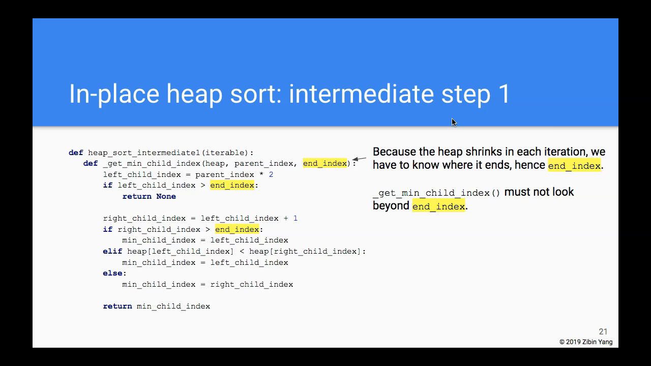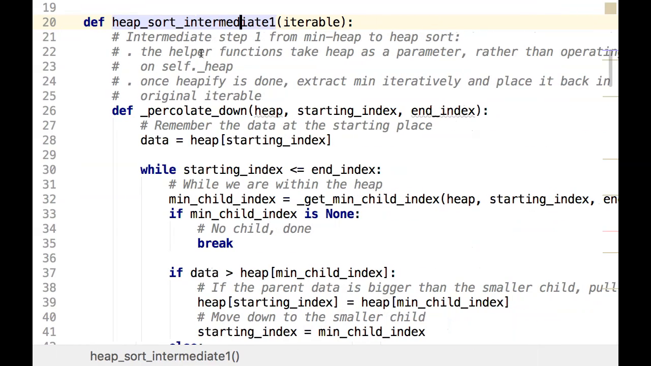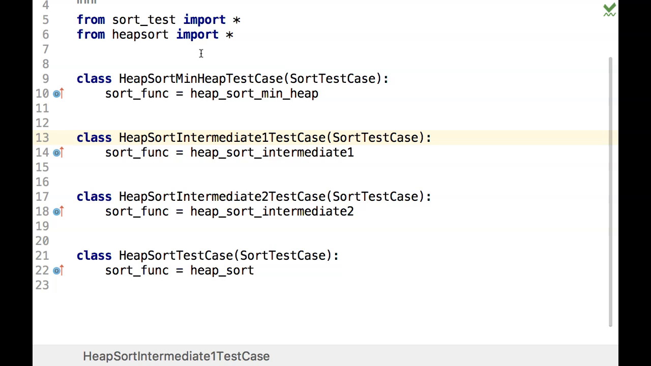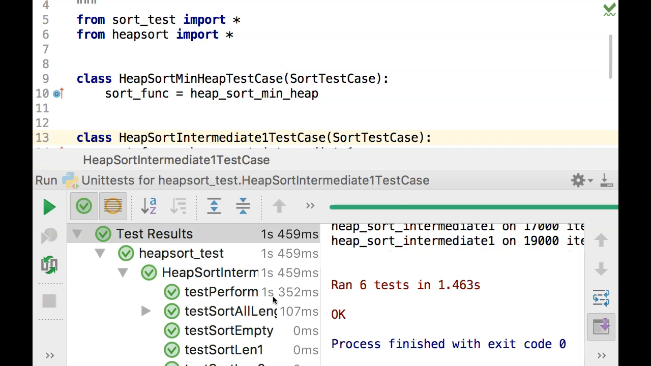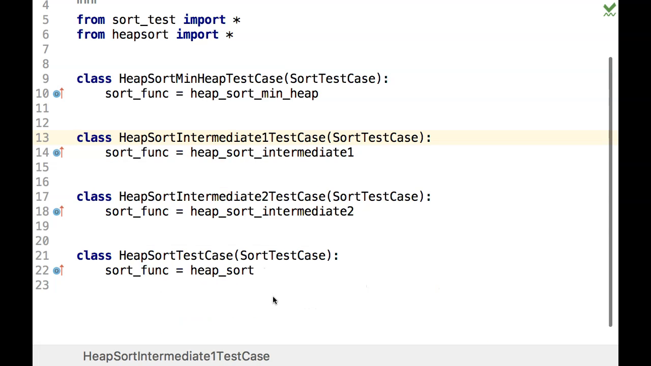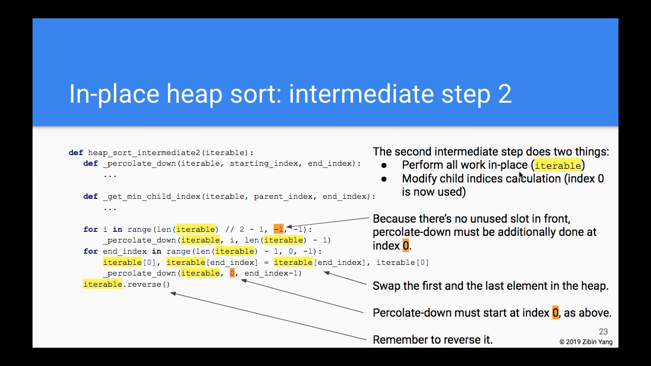And now that we have an intermediate heap sort function, as usual, I always test it. The good thing is, testing this is really simple. I just did this, and then I made sure it passed all the tests. So we know that even though we are not quite meeting all of our requirements yet, at least we are getting closer to it. With our first step done, let's move on to the second step. The second step does the two major changes that we discussed earlier. And the first thing is it does all the work in place of the input, the iterable, right?